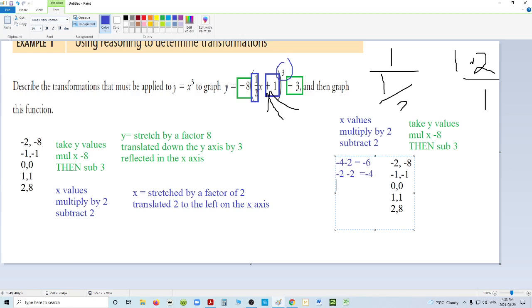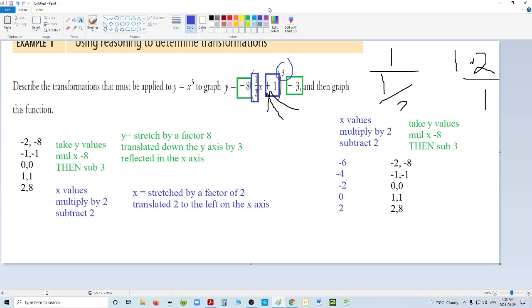So when I multiply this new one by 2, I get 0, and when I subtract 2, I get minus 2. And then when I take 1 and multiply by 2, I get 2, and when I subtract 2, I get 0. And when finally I take 2 and multiply by 2, I get 4, and when I subtract 2, I get 2. So these are all my new x values, and you want to note it down.